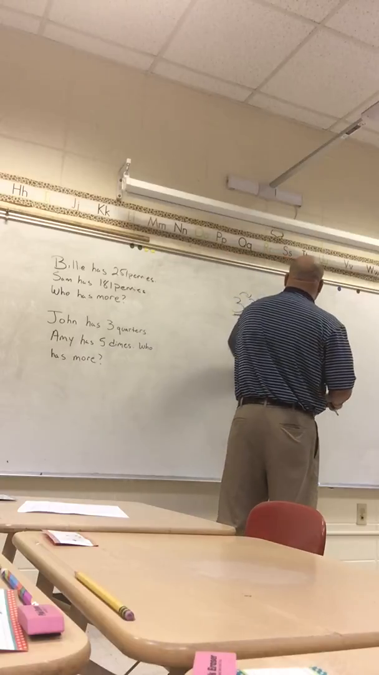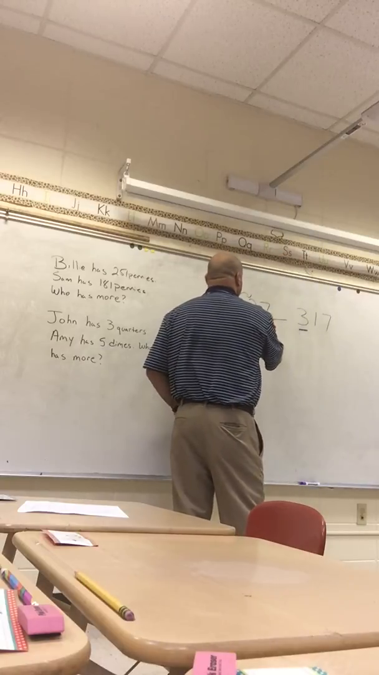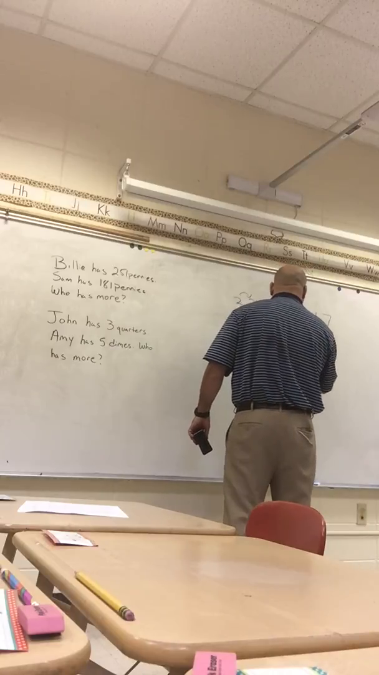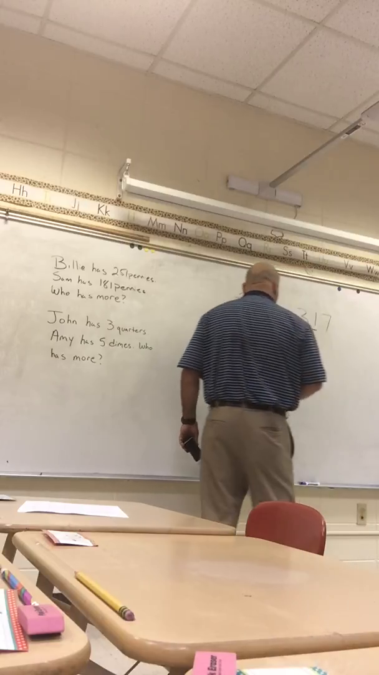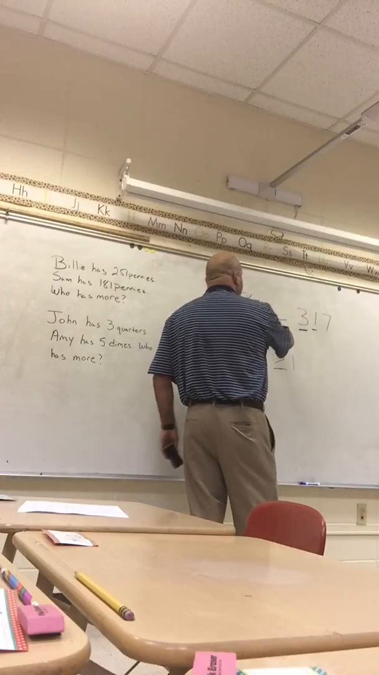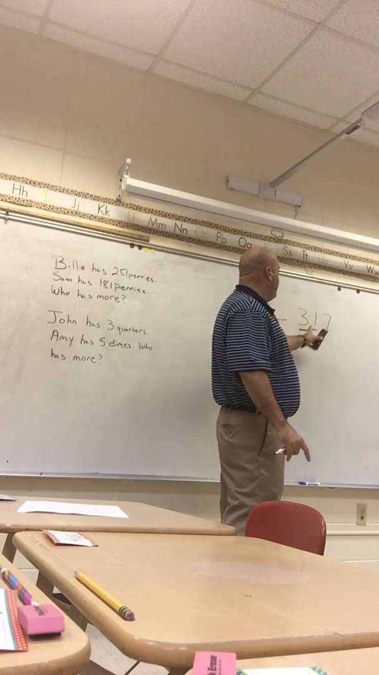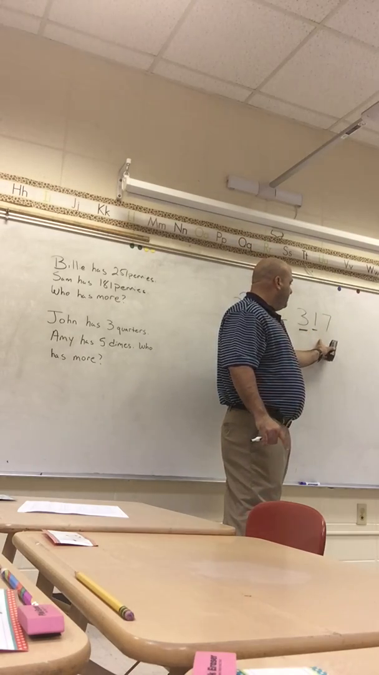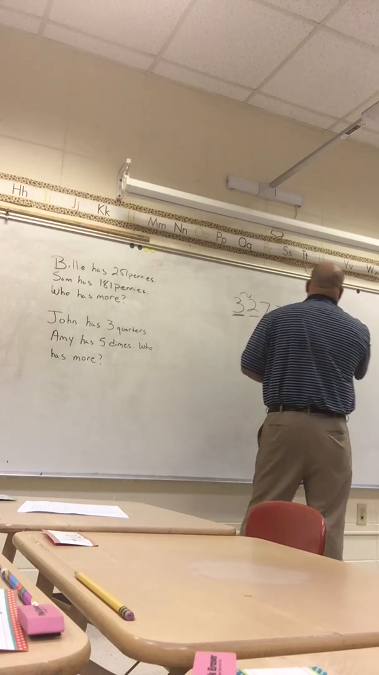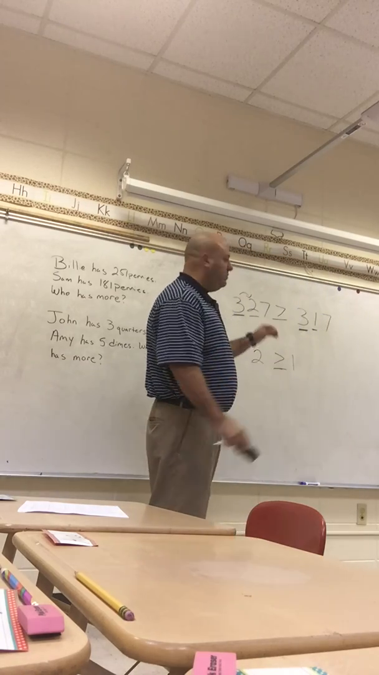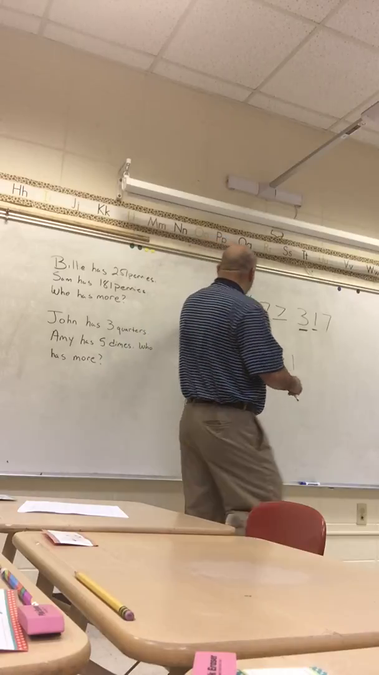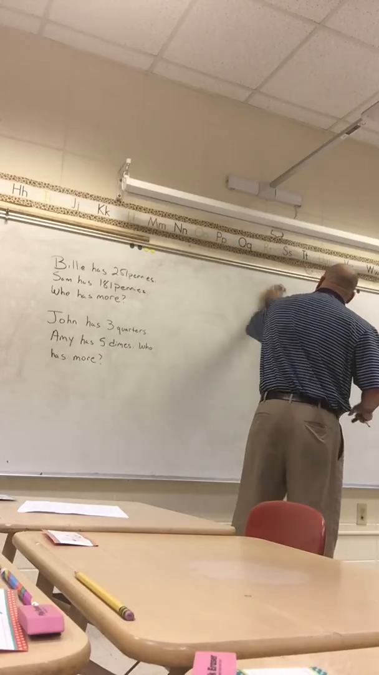So what's in the tens place here for 327? 2. What do we have here? 1. 2 and 1. So is 2 greater than, less than, or equal to 1? Greater than. So 327 is greater than 317. Correct. 327 is greater than 317, because when we had the same hundreds, we went to the tens, correct. Good job.